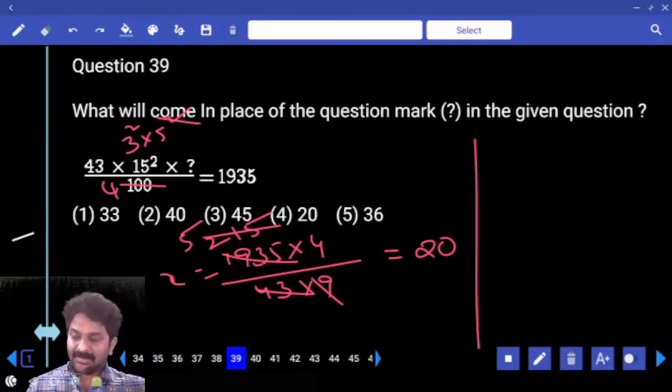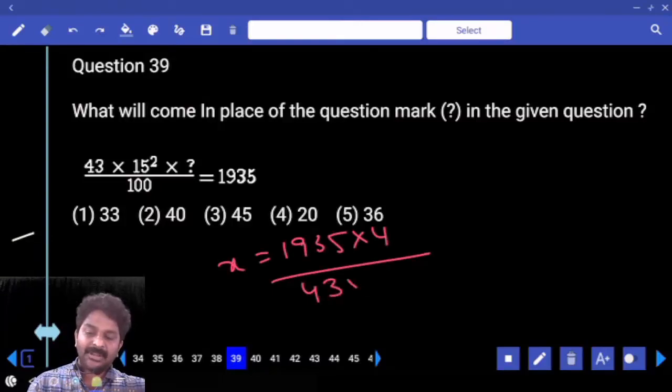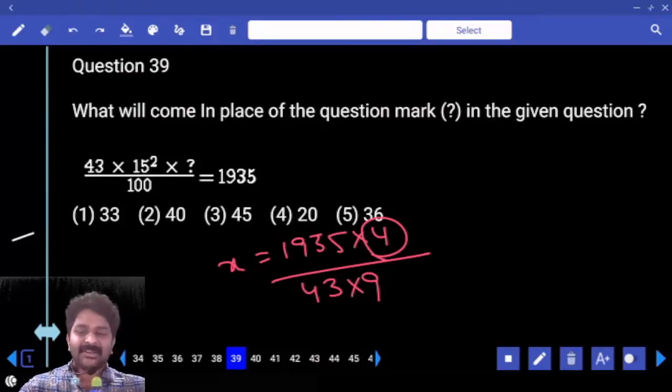See, after writing x is equal to 1935 into 4 by 43 into 9, we are done with the answer. In the numerator, do you see 5 multiple? Come on. And into 4 we have. Look at the denominators. Are the denominators even numbers or odd numbers? So in the numerator, 4 multiple will be there as it is. Into 5. 5 into even number ends with 0, right? So your answer must end with 0.